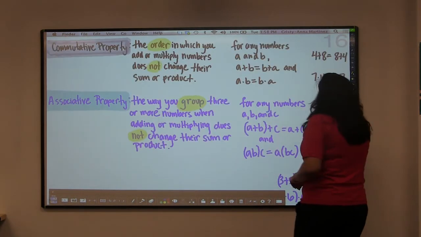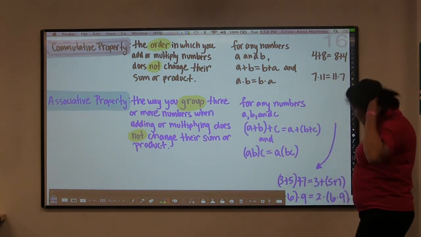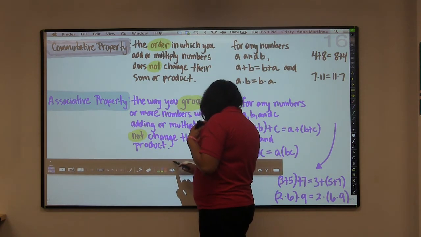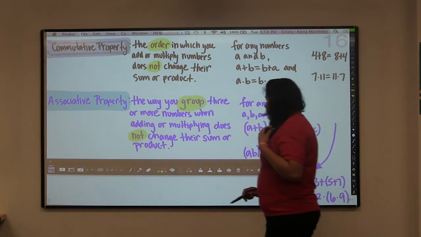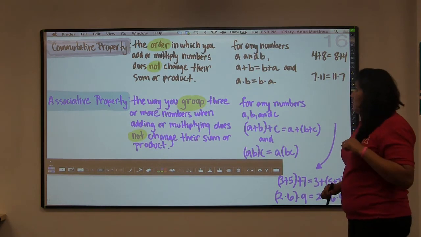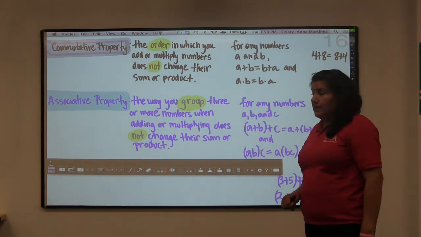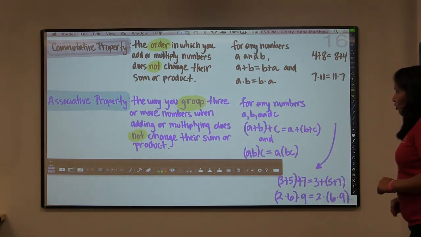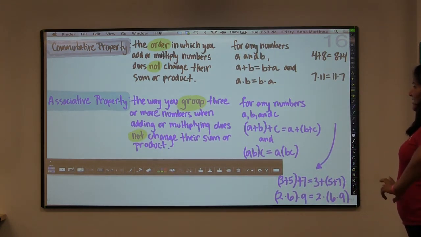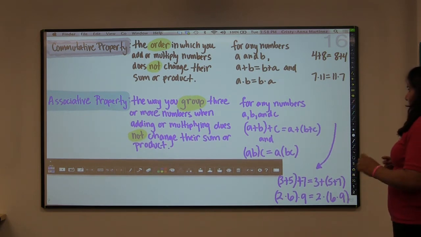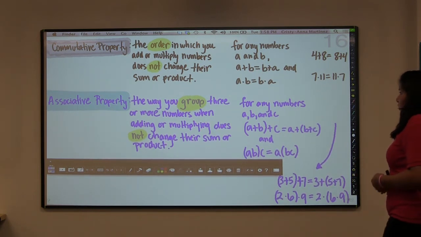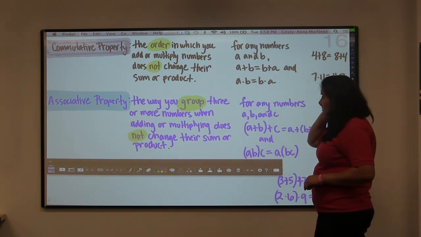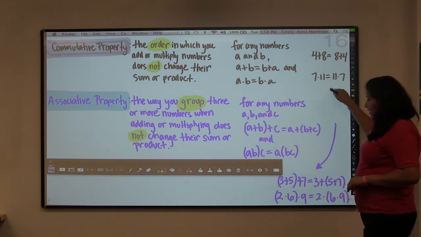All right, so now we're going to add some more properties. So we have the commutative property and the associative property. And commutative property is all about order. It basically states that the order in which you add or multiply doesn't affect the sum or product. You can add or multiply in whichever order. So basically, A plus B is the same thing as B plus A, and A times B is the same thing as B times A. And we have some examples over here.